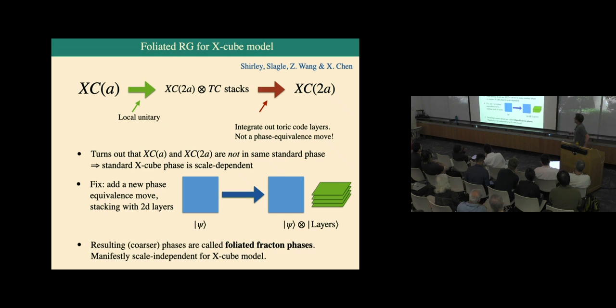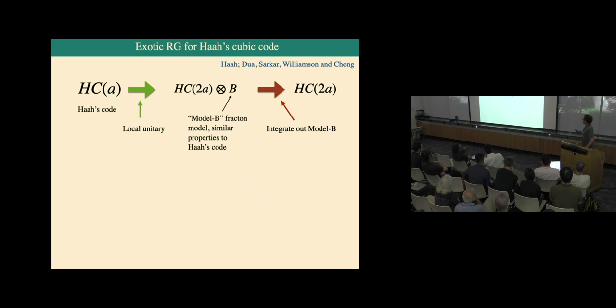Okay. So we get a new kind of equivalence relation when we do this. It's much coarser than standard phases. The equivalence classes are bigger. And these are what we call foliated fracton phases. And for the X-cube model, these are manifestly scale independent. Okay. There's a very similar story for Haah code, which I won't go through in much detail.